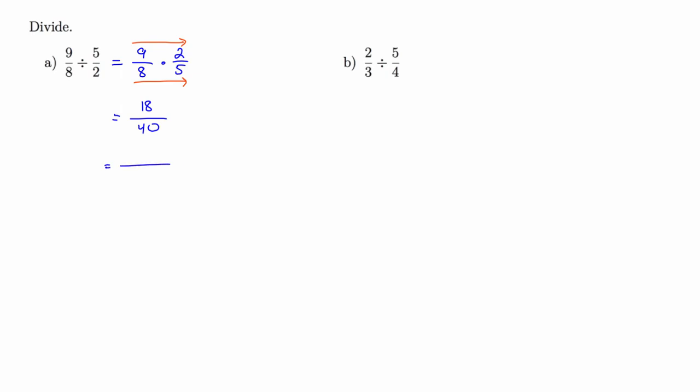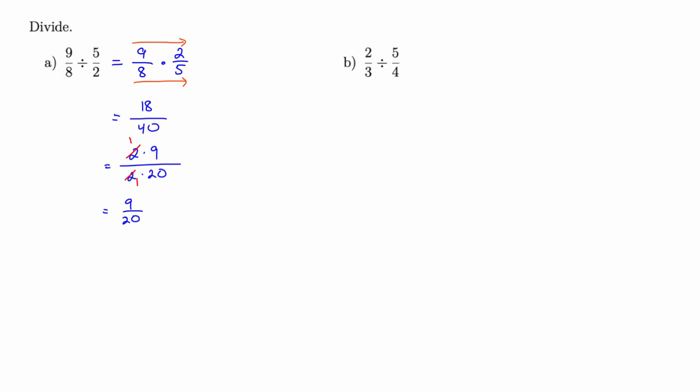Again, there is a common factor to 18 and 40. Both of them are divisible by 2. 18 is 2 times 9. 40 is 2 times 20. And so we'll cancel out those common factors of 2, leaving us with 9/20 as our final answer.